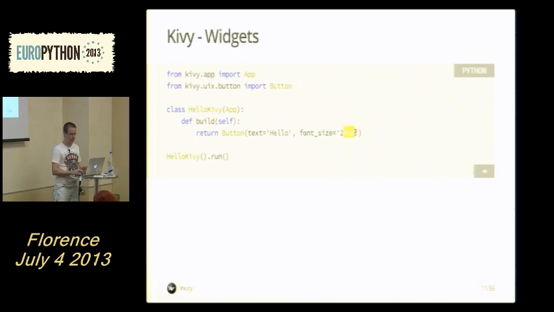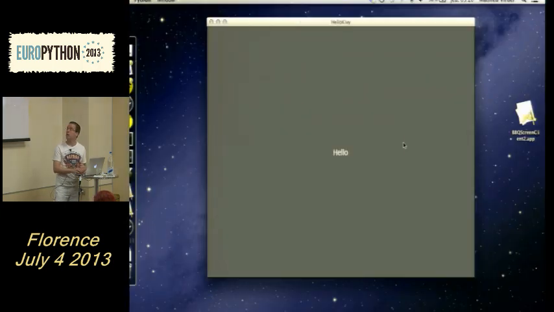Just creating a button, setting a text hello, and making the font size a little bit bigger. I will explain what DP is for those who don't know about it. And then I will instantiate the application and run it. Very simple. This is my Hello World application. So I can click on it, but it doesn't do anything.